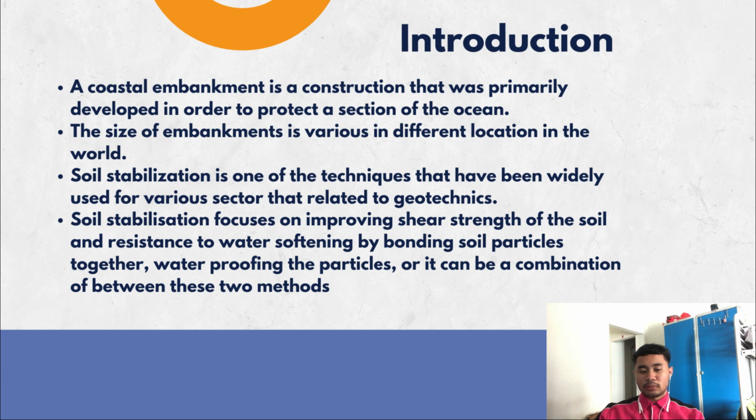So coastal embankment is a construction that was primarily developed in order to protect a section of the ocean. So embankment has a variety of usage, such as reservoir for embankment dams, seawalls for flood control, for road, for railway, and many more. So the performance requirement for embankment are mainly influenced by their planned use. So the size of embankment is various in different location in the world.